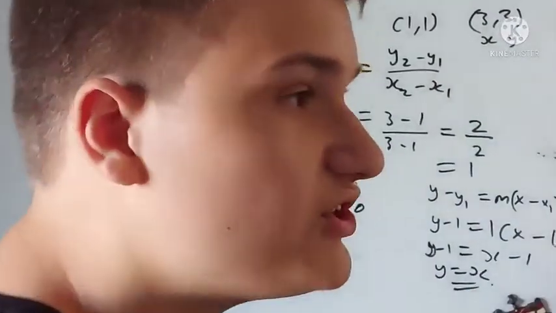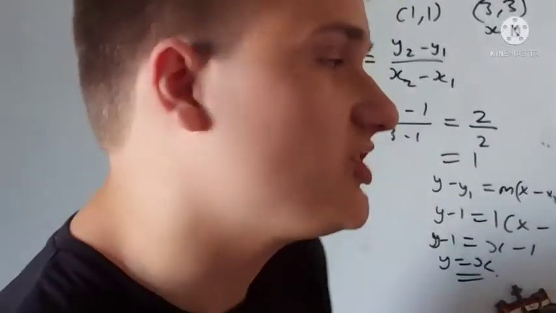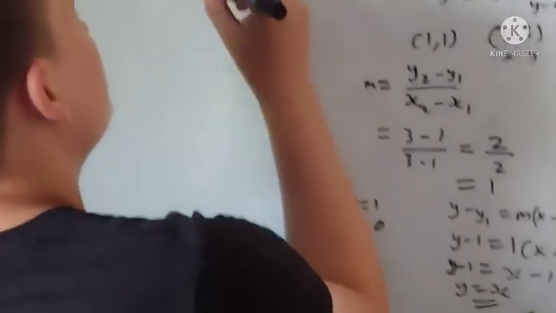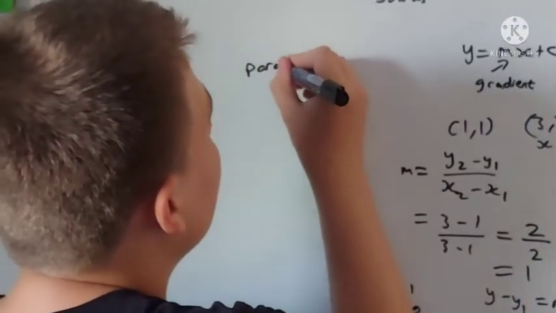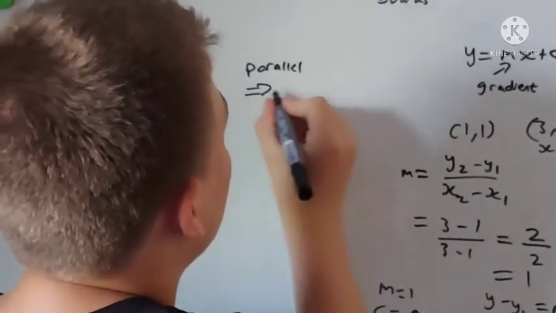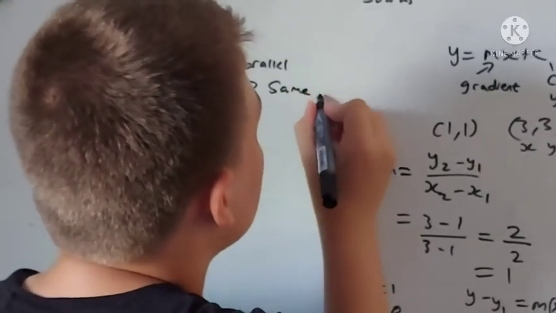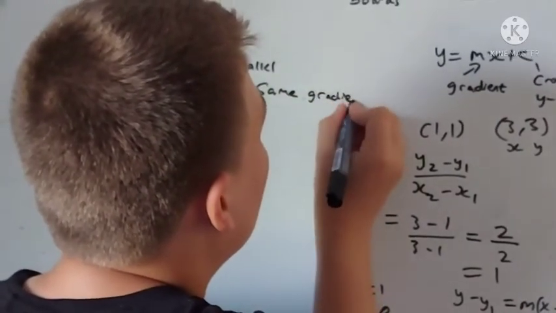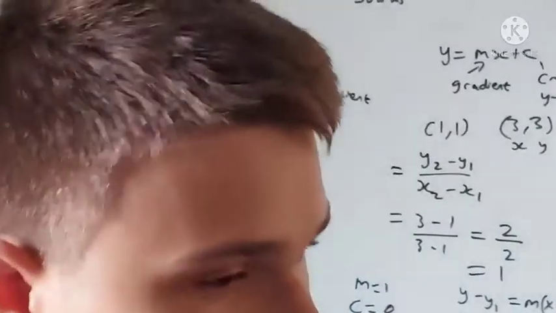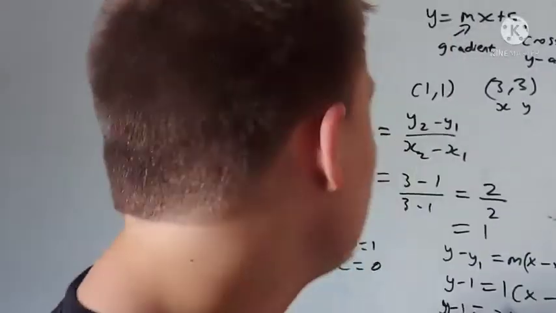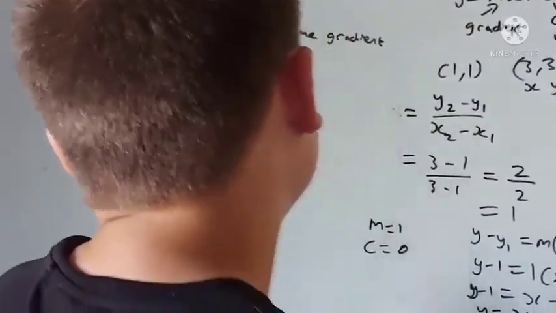Now, what we need to know about is parallel and perpendicular lines, so I'm going to move on to those. If lines are parallel, that implies they have the same gradient. So if I've got two lines, I know they're parallel if they've got the same gradient, which is nice when you get to vectors later on.